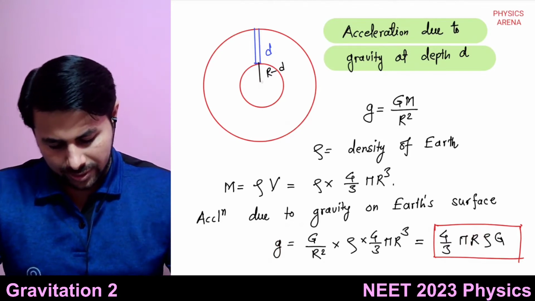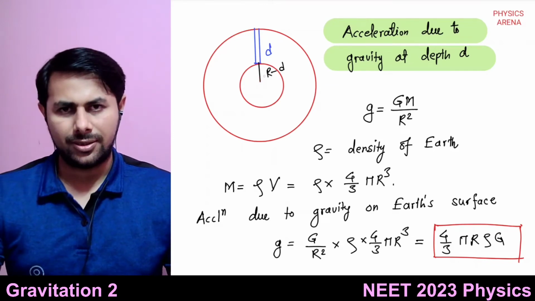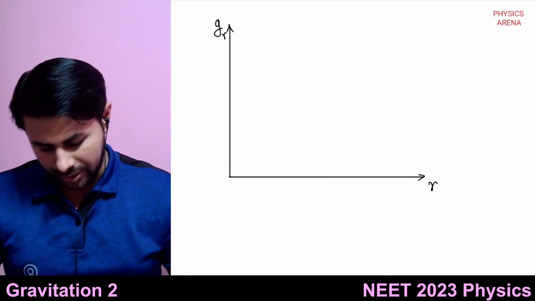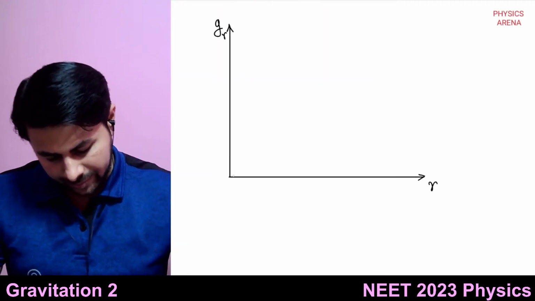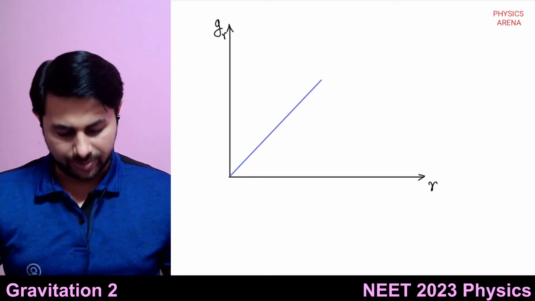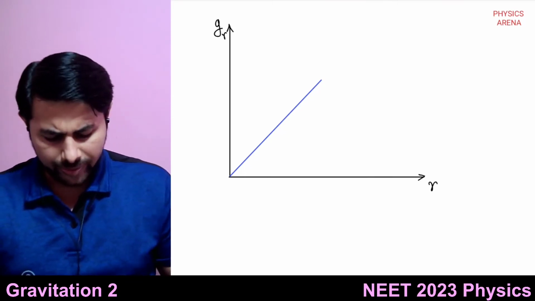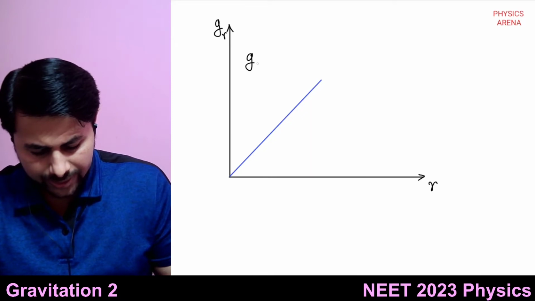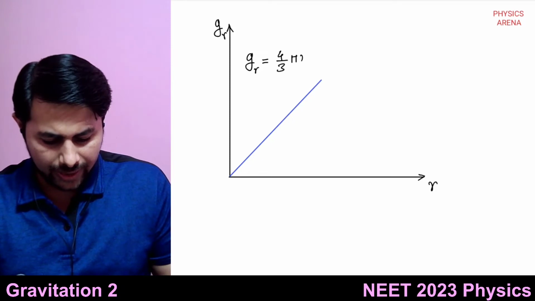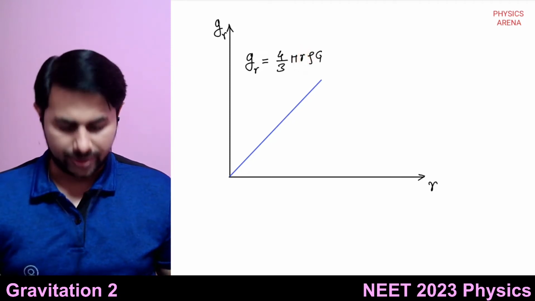Okay, it is directly proportional to the distance from the center of the Earth, right? So how will the graph look? It will be a straight line like this below the Earth's surface. For below the Earth's surface, I can write the formula: g at r is equal to 4/3 pi r rho G, where this r is the distance from the center of Earth.